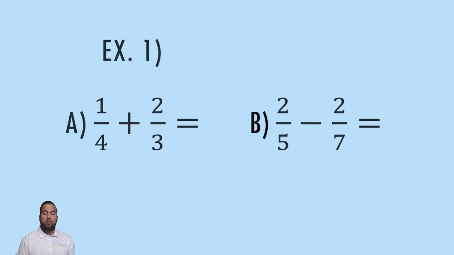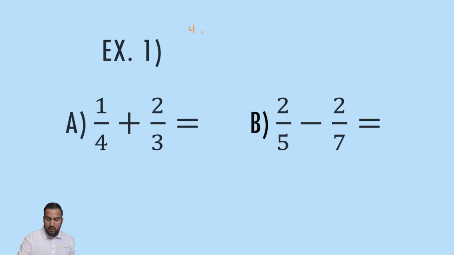You have to remember, in order for me to add or subtract fractions, you have to have a common denominator, at least common denominator. Right now, it's not it, because 4 and 3 are not the same number. So what am I going to do? I have to list the multiples of 4 and 3. I'm going to go to the side.